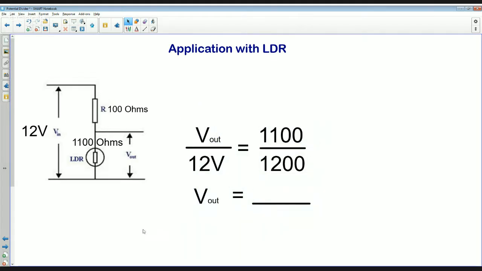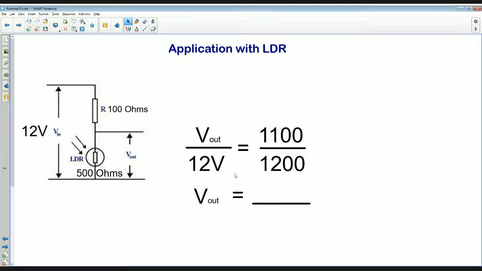Now, what happens if we suddenly have light, all right? When the light comes, the resistance of the LDR actually drops, and it drops significantly, all right? So let's say now it drops to 500 ohms. Right? So what is the potential difference on the output in this case?